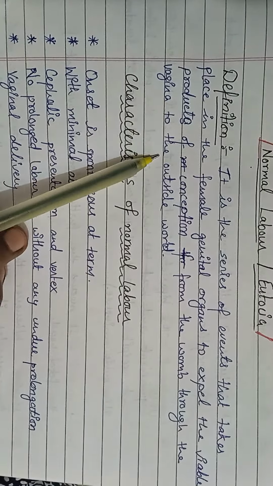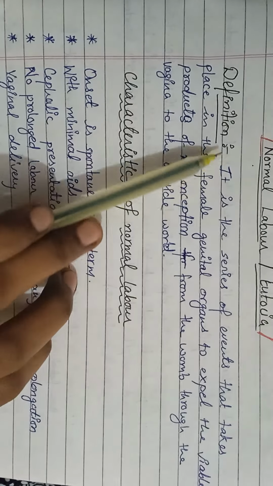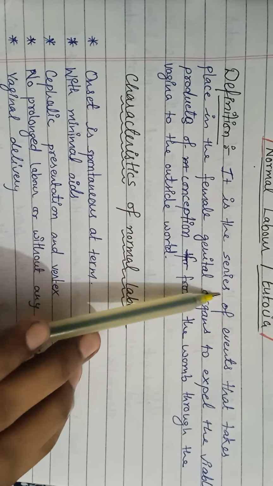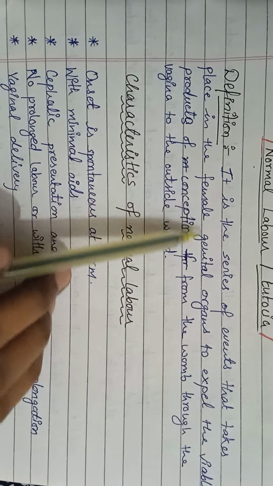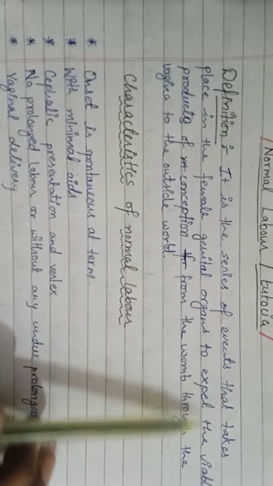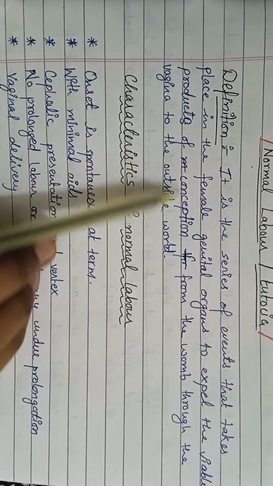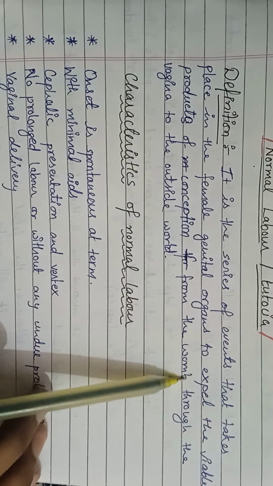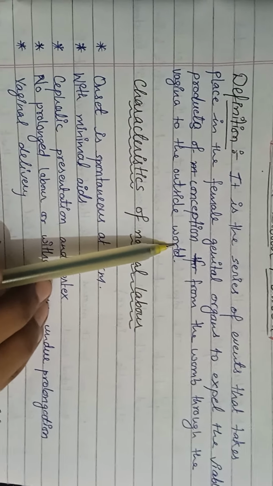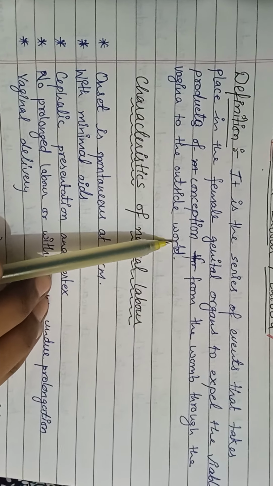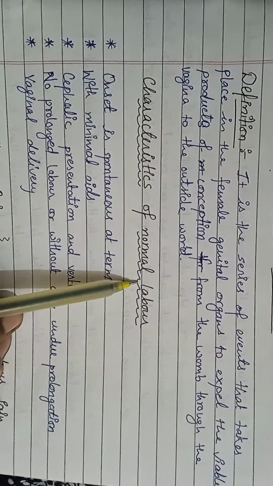So now we are going to review the definition. It is the series of events that takes place in the female genital organs to expel the viable products of conception from the womb through the vagina to the outside world. Now we are going to discuss the characteristics of normal labor.